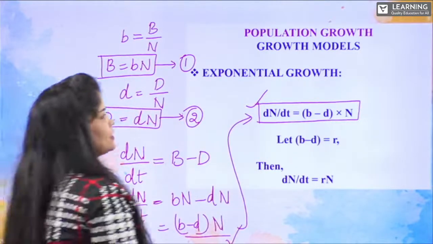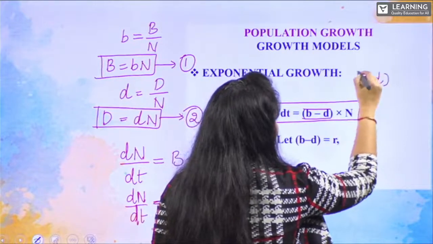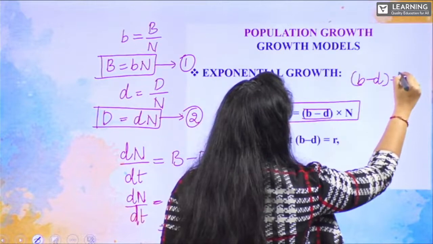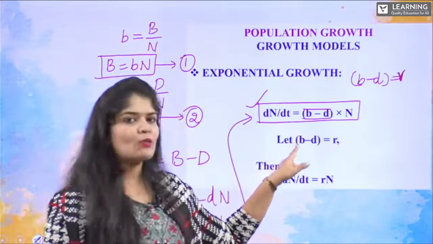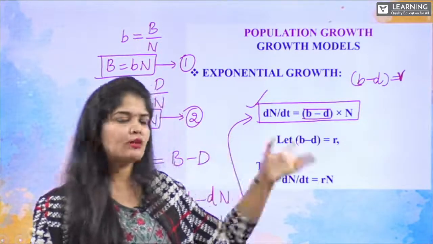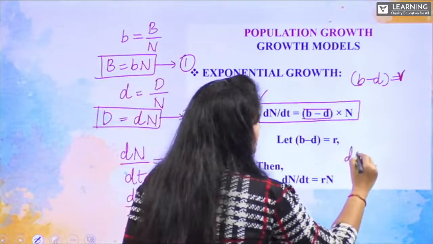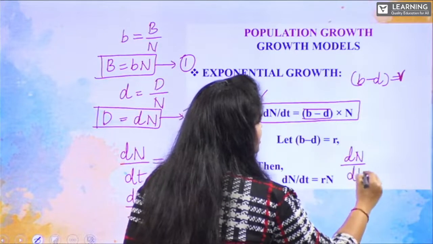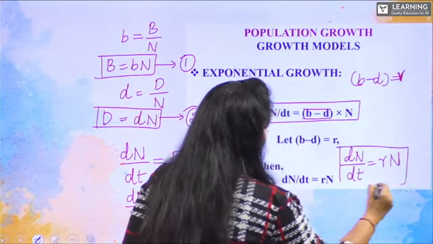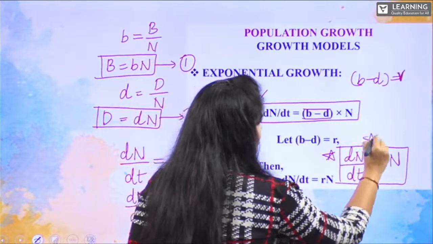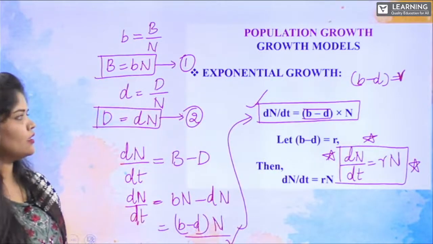Now, here this small b minus small d is taken as R. Let's consider that small b minus small d is equal to R. Then we have to replace this with R. That's it. Change in population density divided by change in time is equal to R into N. This is very, very important. So by now we got 2 equations, which are very, very important, right?